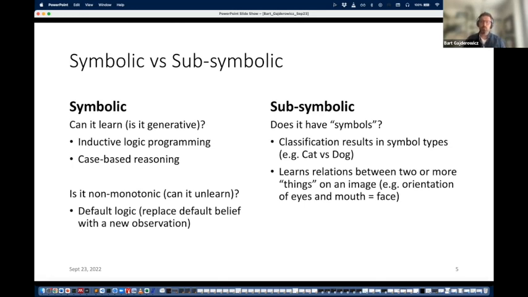Sub-symbolic models also learn relationships between two or more things. So for example, if you do image recognition, let's say you want to recognize a face, one of the things that a model might learn is the orientation of eyes to a mouth, right? These kinds of concepts are not explicitly defined, but they're implicitly learned by sub-symbolic models.